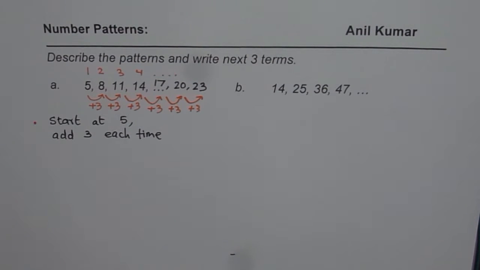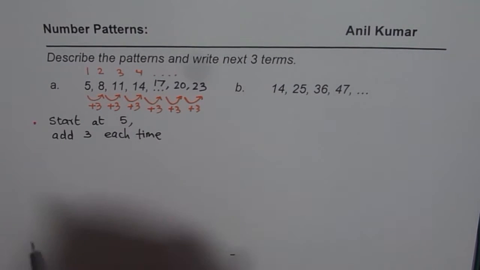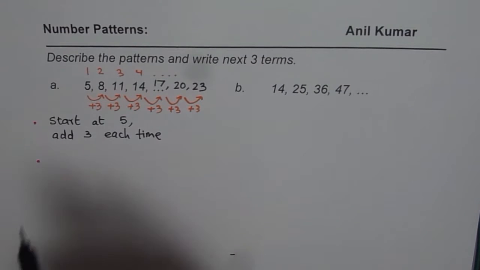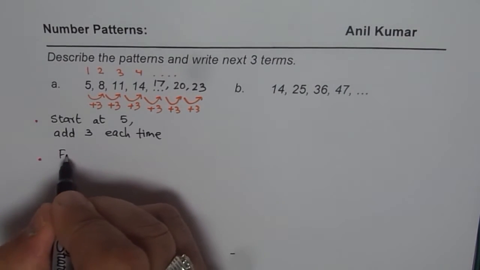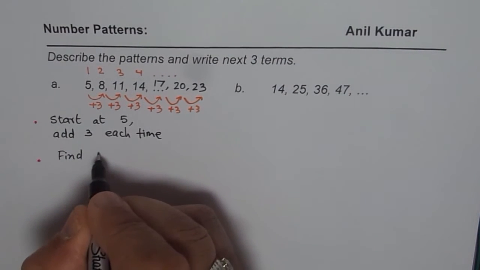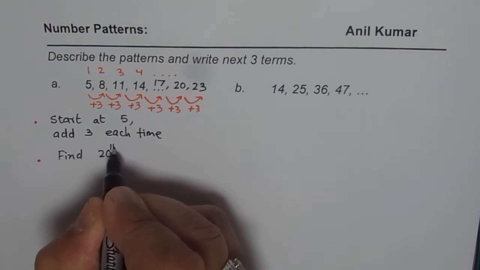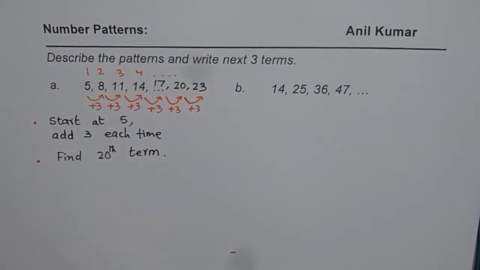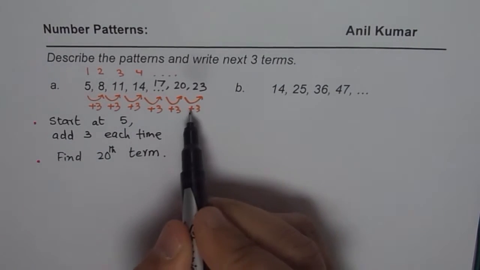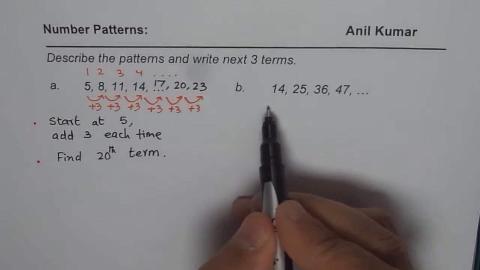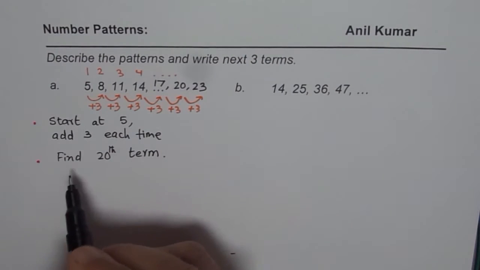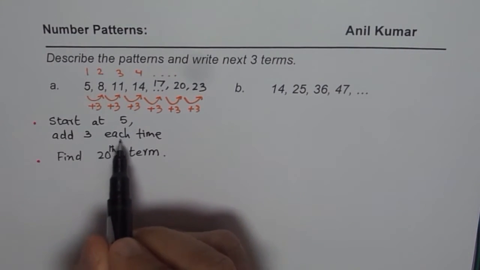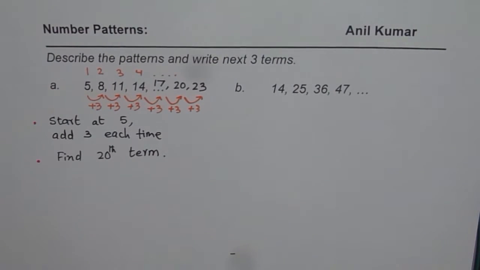Now let me add few questions for you on this particular series. Now next question for me is to, how will you find, let us say 20th term? How will you find 20th term? Now going with this pattern, you have to continue it for a long time. So to find 20th term, what should you do? You should find this pattern rule in a different way, right?